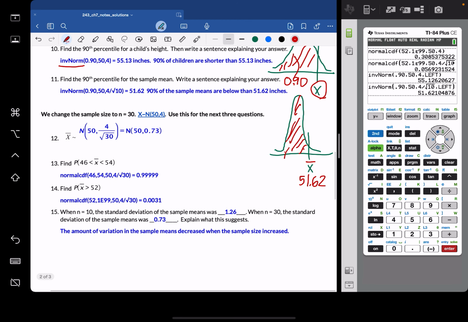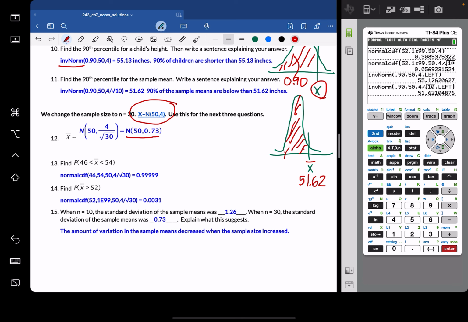Okay, so 4 more questions. What if we change the sample size to n equals 30? We're still operating under the same original distribution of child heights. Can we restate the distribution of X bar? Sure, X bar is now normally distributed with a mean of 50, 4 divided by the square root of 30. So what is going to change about the shape of the distribution? It's going to be narrower, because 4 divided by root 30 gives us a smaller standard deviation. And the smaller the standard deviation, the narrower this distribution will be.